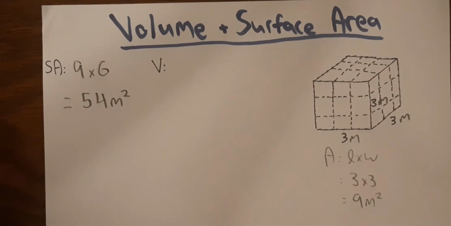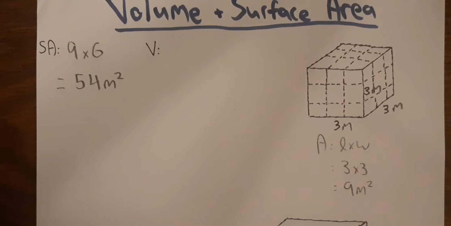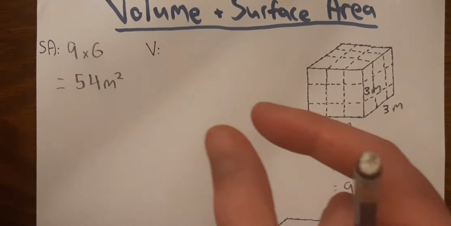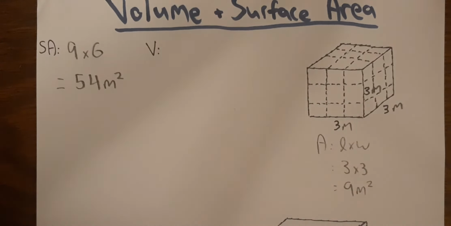What is volume? Remember, for area, you were finding out how many little squares there were in a shape. For volume, you want to figure out how many little cubes there are. Now, volume in this case, a lot easier than surface area. Volume is your friend, okay?